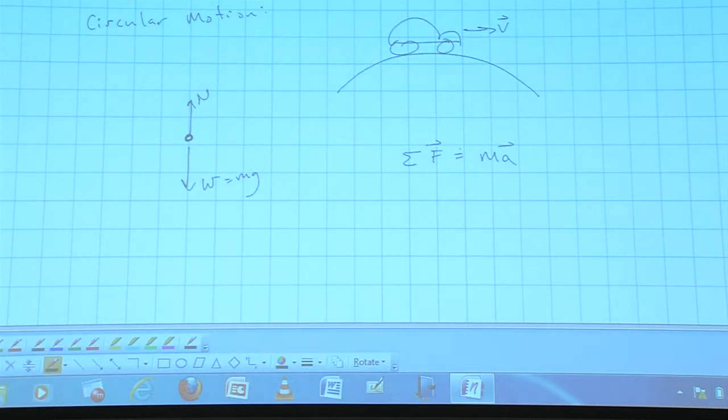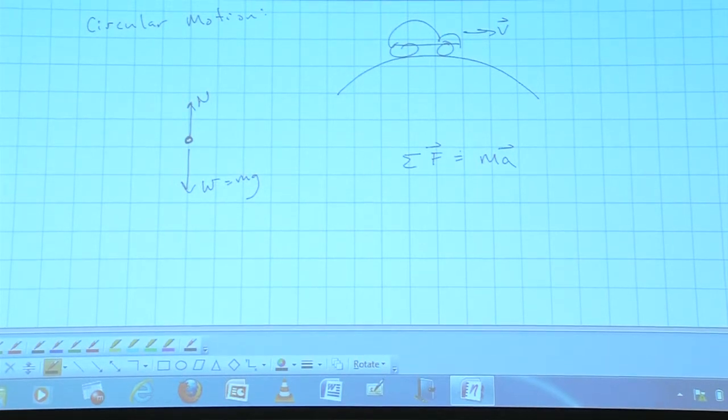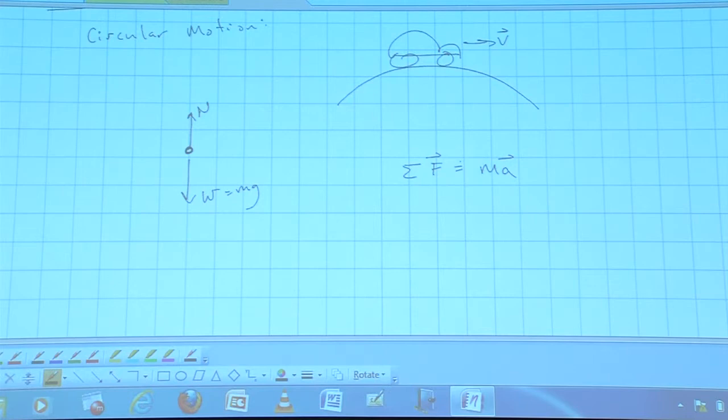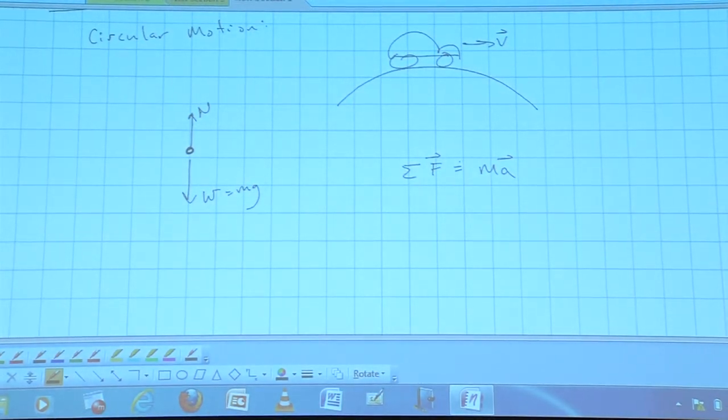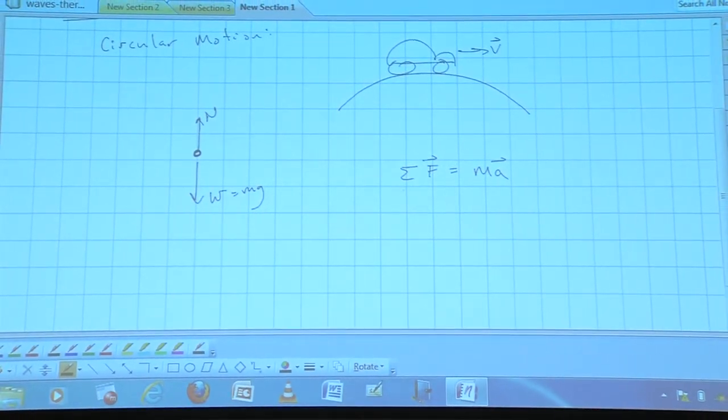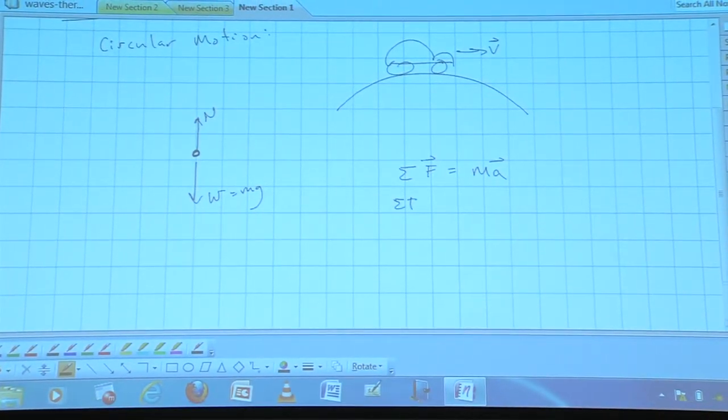change. There might be a force perpendicular to that, right? There might be a force tangent to that circular path. That would cause the speed to change, but not the direction. The force in the radial direction causes the direction to change, but not the speed. So in this case, what I want is the sum of the forces in the radial direction.